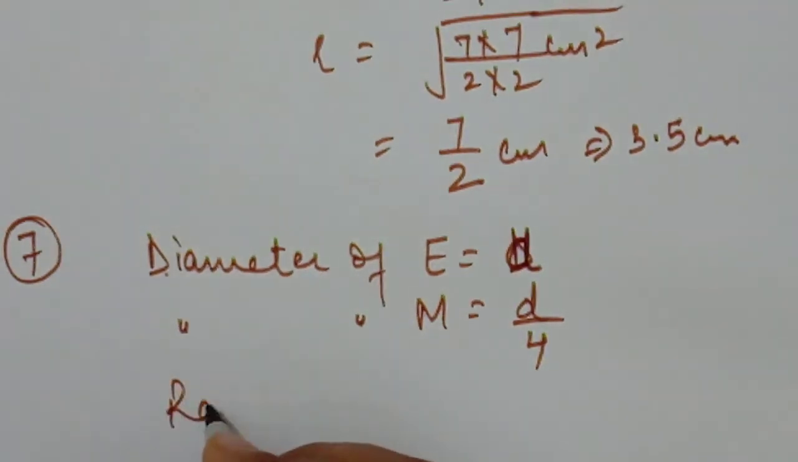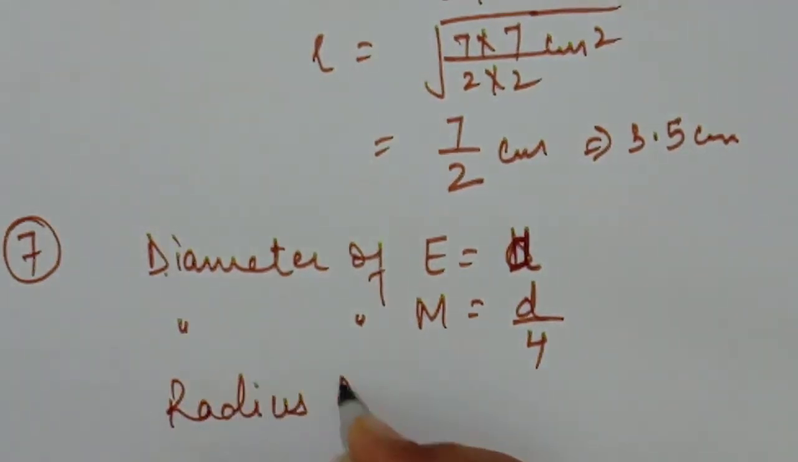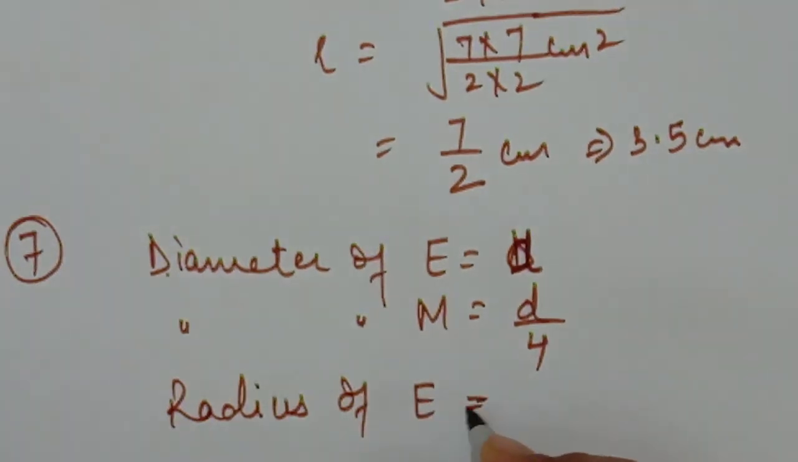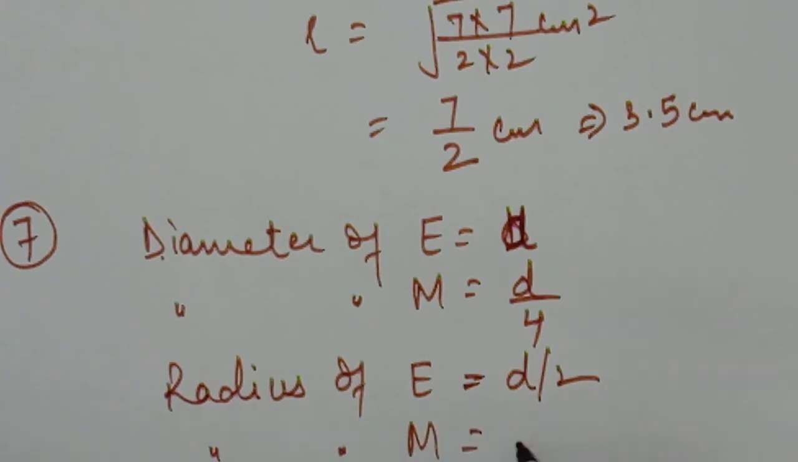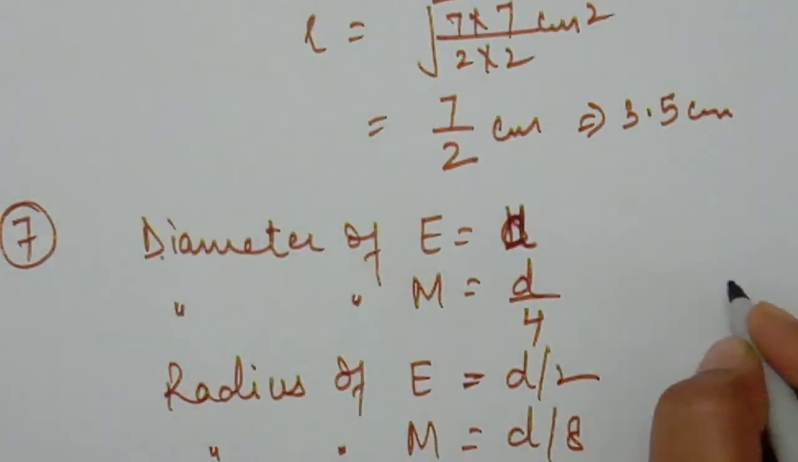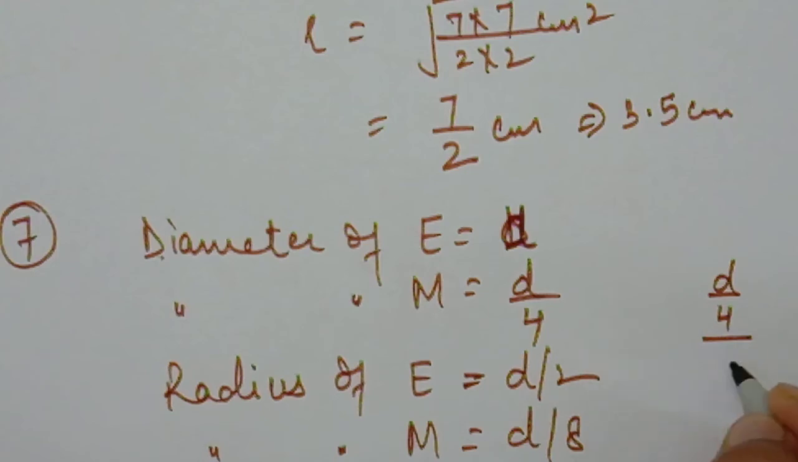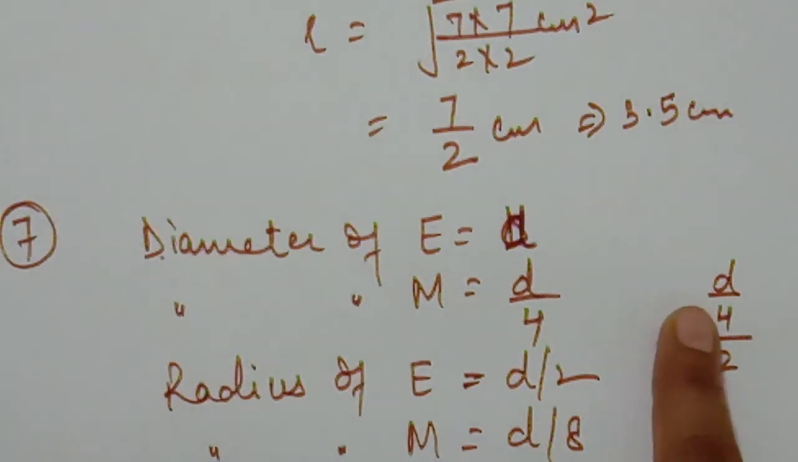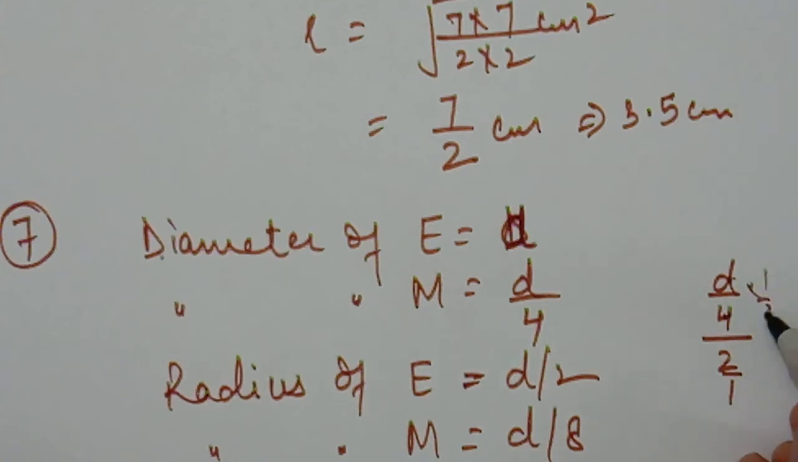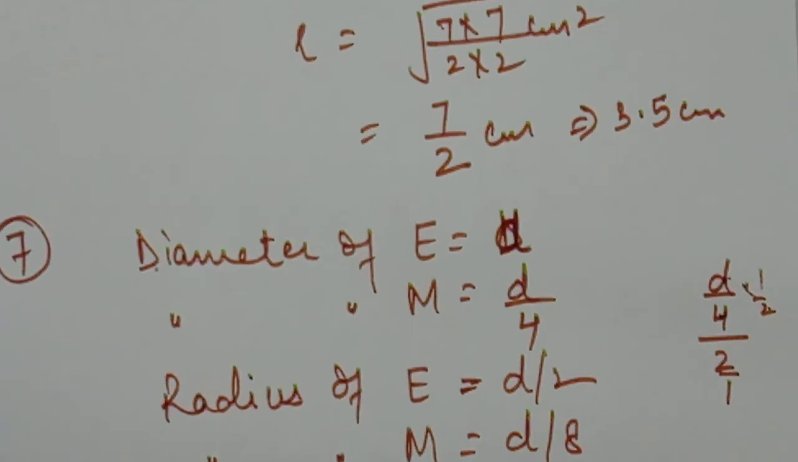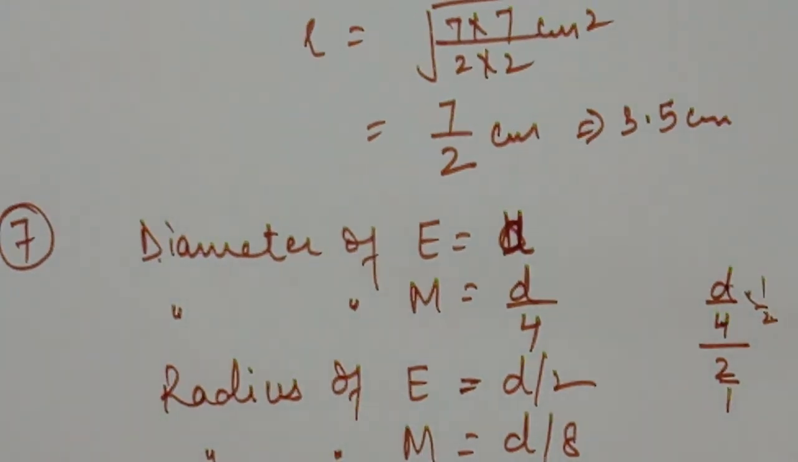It means the radius of earth is D by 2 and the radius of moon is D by 8, because we take half of D by 4. When we have a numerator and denominator here, and shift the 2 to the upper side, it becomes 1/2, so it is D by 8. Now we have the radius of earth and the radius of moon, so we are going to find the ratio of their surface areas.